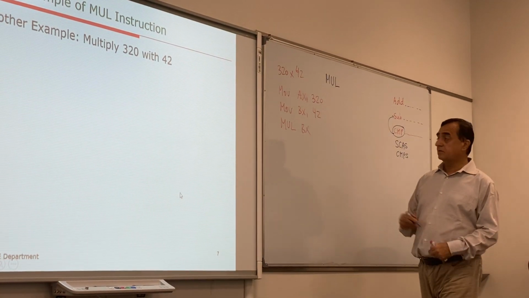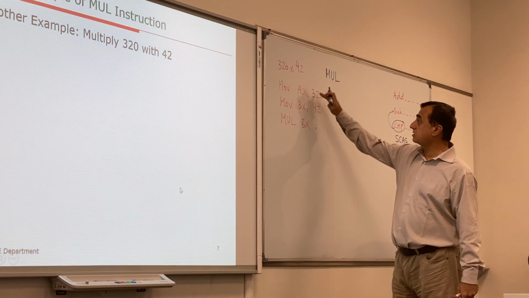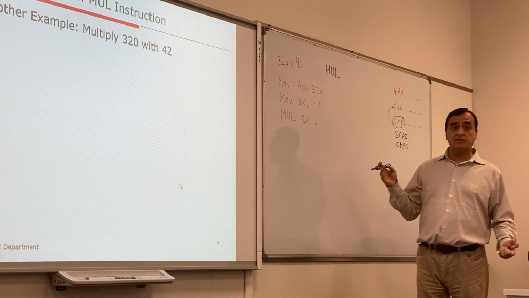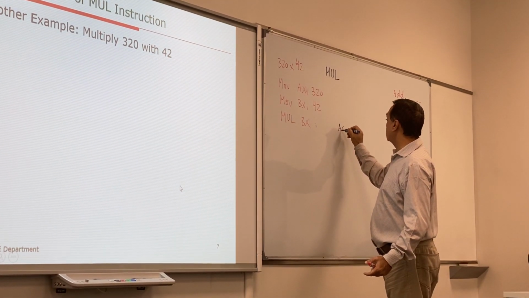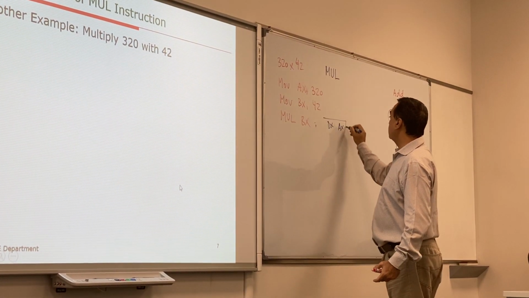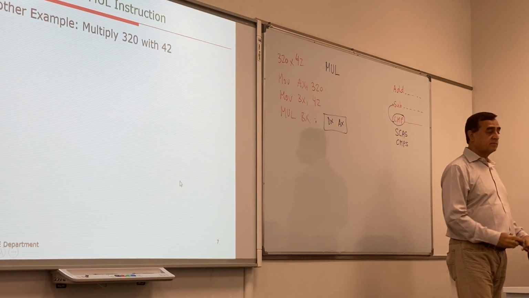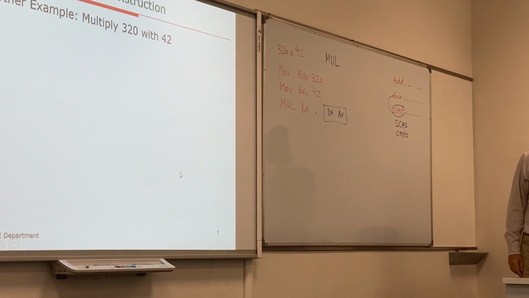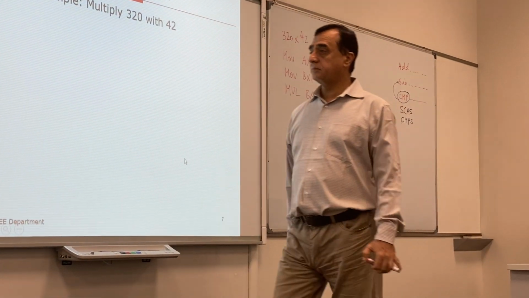Where will the answer be? Instead of 16 bits, now it will be 32 bits. How will I write it? AX and DX. This is where I have the answer. Okay, so you see here.